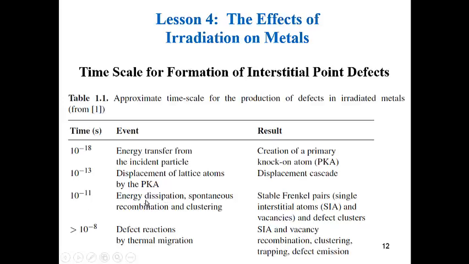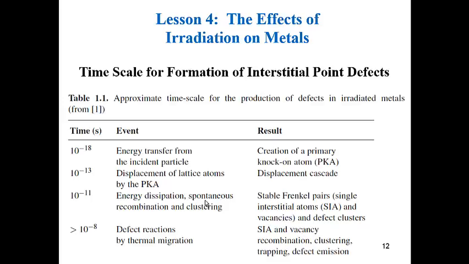And we end up then, we start getting dissipation of energy. At that point, we no longer have fast-moving atoms in the structure. We start to get spontaneous recombination and clustering. So we're going to look at what happens on this time scale.